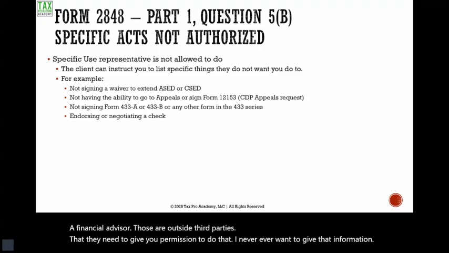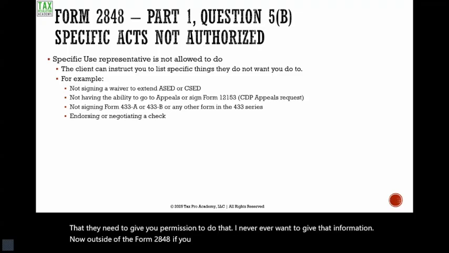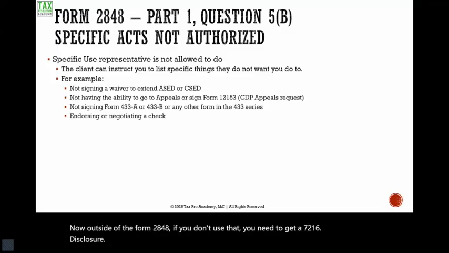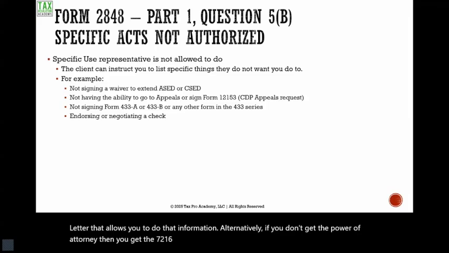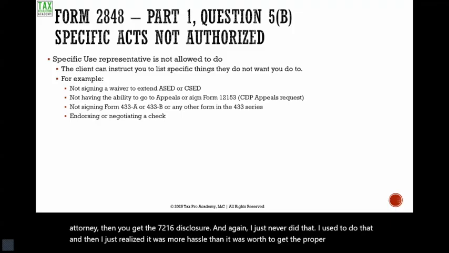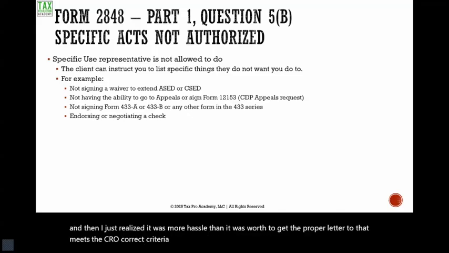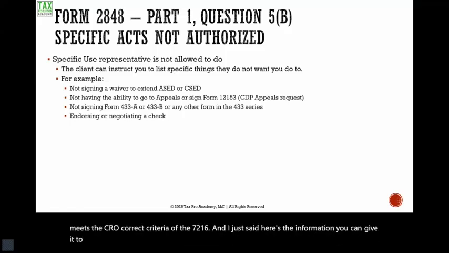Now, outside of the Form 2848, if you don't use that, you need to get a 7216 disclosure letter that allows you to share that information. Alternatively, if you don't get the power of attorney, then you get the 7216 disclosure. And again, I just never did that. I used to, and then I realized it was more hassle than it was worth to get the proper letter that meets the correct criteria of the 7216. I just said, here's the information, you can give it to them. Okay, it wasn't me.